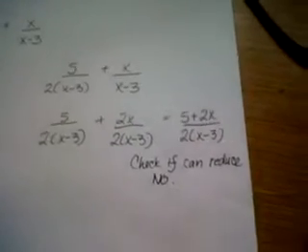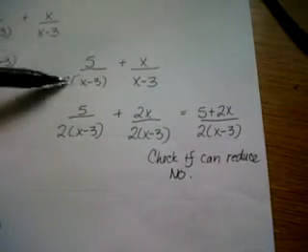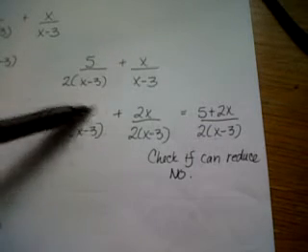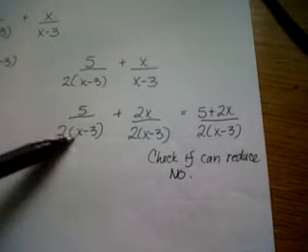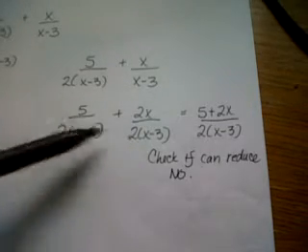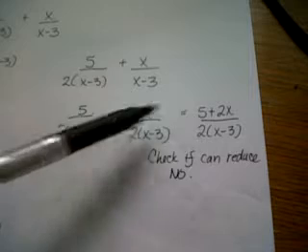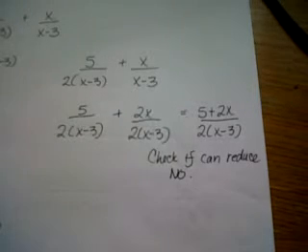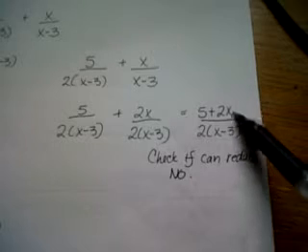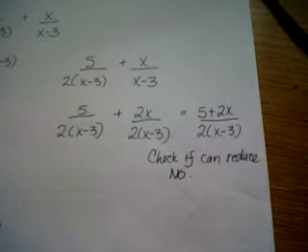So I started with 5 over 2 times x minus 3, plus x over x minus 3. This one can stay the same because I'll keep that same denominator. This one needed to change. So now they have a common denominator. I can just add the numerators, which becomes 5 plus 2x, and the denominator stays the same, over 2 times x minus 3. I check to see if I can reduce, and no, I cannot.